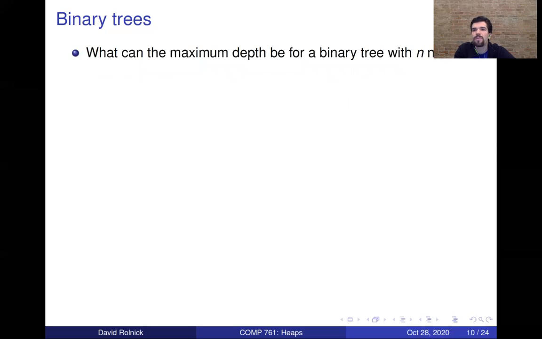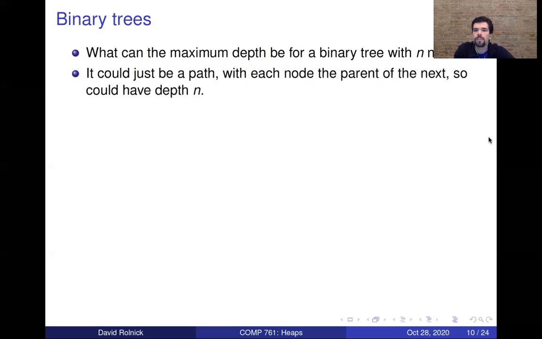What can the maximum depth be for a binary tree with n nodes? You're all right. It's not n, it's n minus 1. It could just be a path with each node being the parent of the next. It could just be all the way up to the root. It's a tree with just one leaf at the end. So sorry, this should be n minus 1.